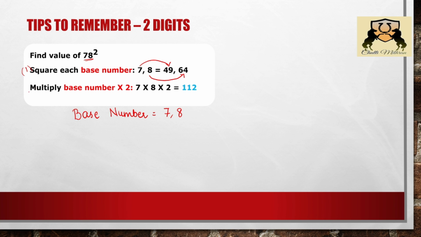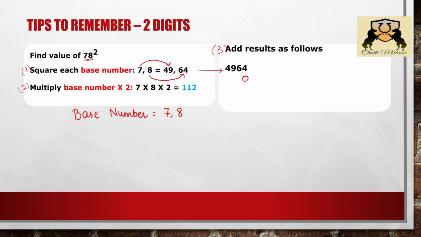And then the second step is to multiply the base numbers by 2. In our case, 7 and 8 are the base numbers. So 7 multiplied by 8 multiplied by 2 is equal to 112. Obviously, the third step is to add the following results. So this is step 3. 4964 will be written as it is, and then do not forget to add a 0 in the ones place.